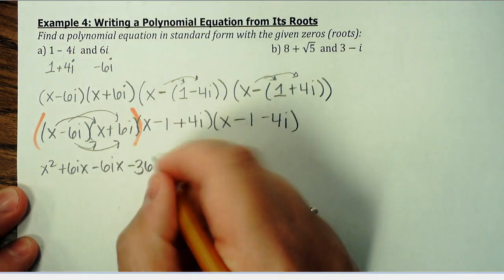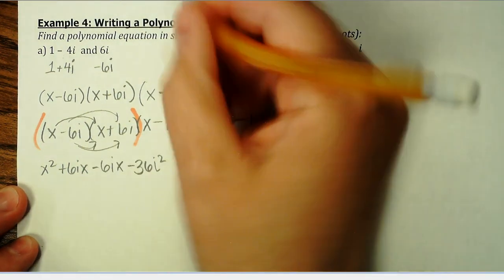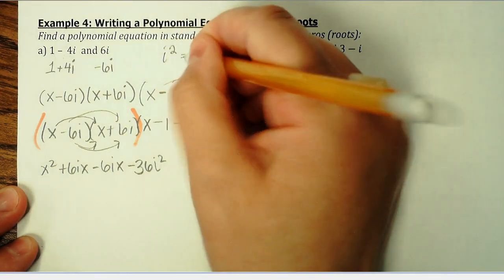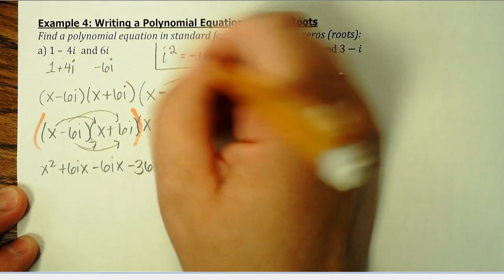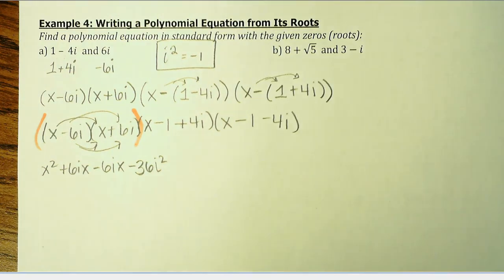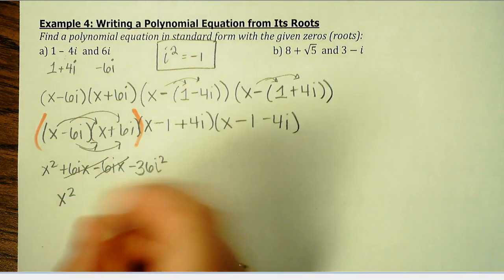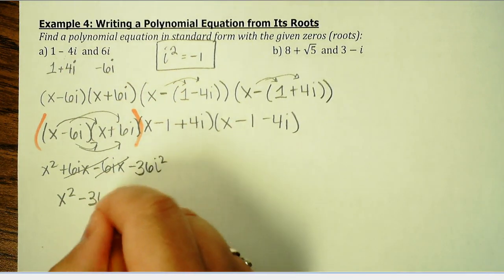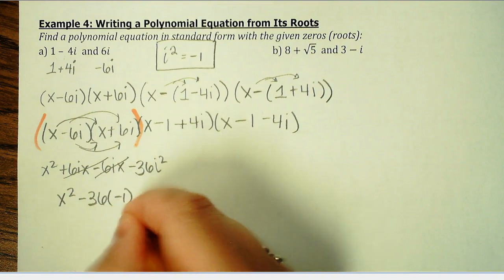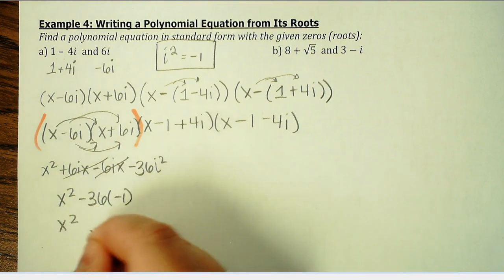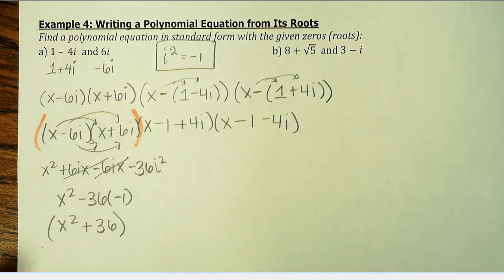I times I is I squared. And just a little note for these, if you remember when we did imaginary numbers, for the definition of i, if you get i squared, that is equal to negative 1. So these are both gone. This is x squared minus 36 times negative 1. So this ultimately simplifies down to x squared plus 36.